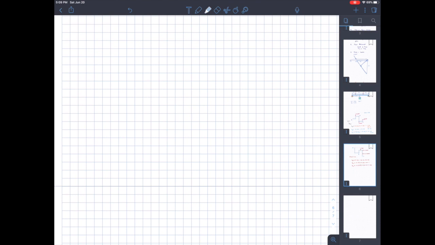Here's a follow-up video to the one I just did about calculating moments. We're going to build another structure here, just randomly connecting straight lines to show this concept. Let's label some points. Let's label point A and point B.